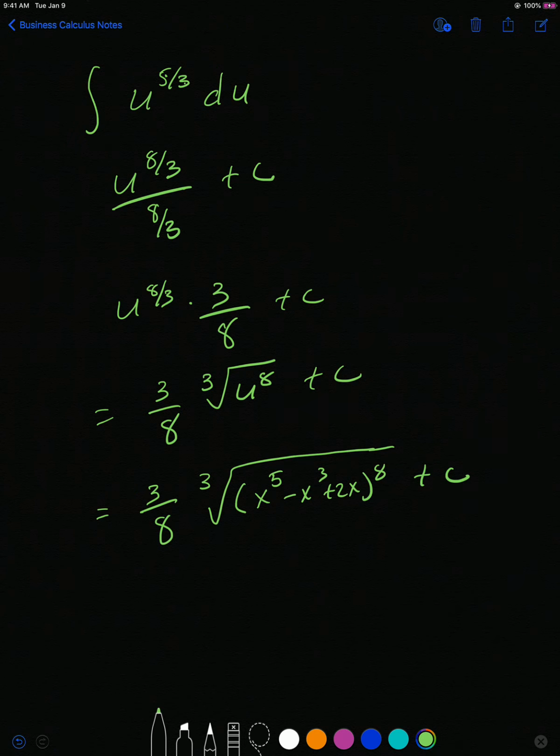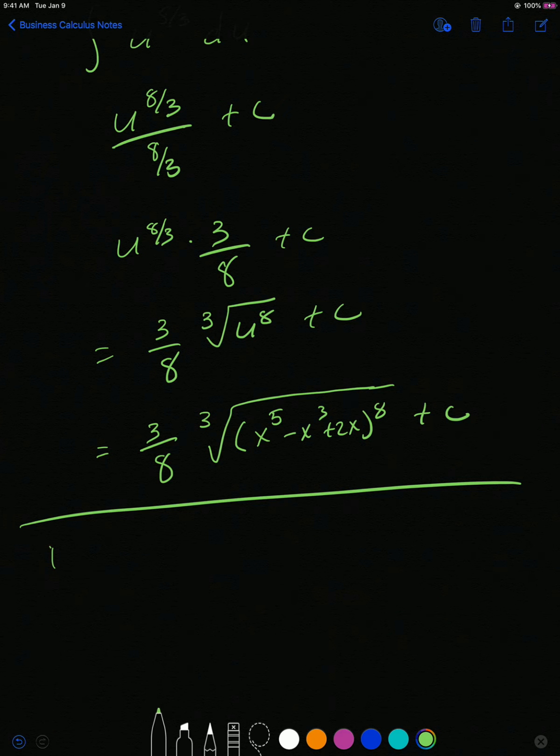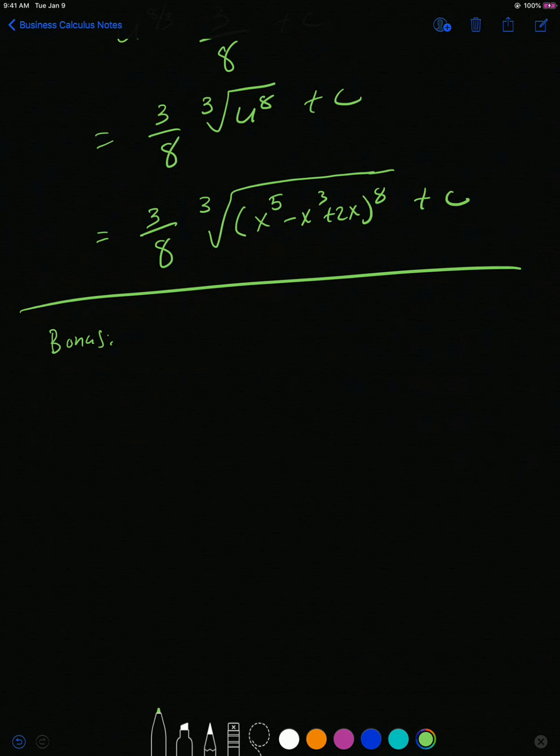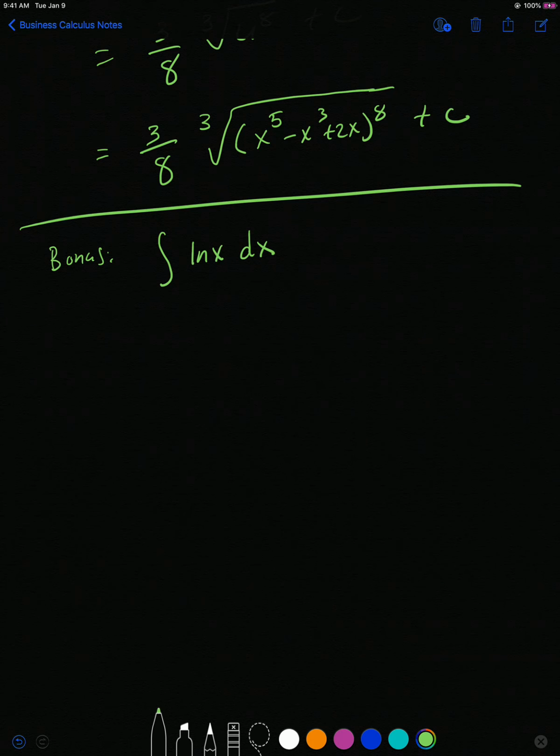Number 19. I'm going to do a bonus question for number 19 because it's the same question. What question should I do? Let's try it. I'm not sure what the answer is. Let's try the antiderivative of ln of x dx.